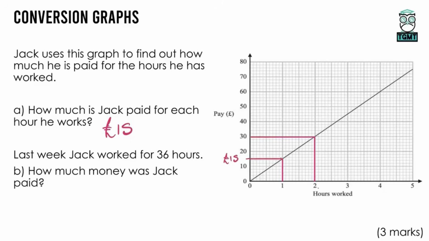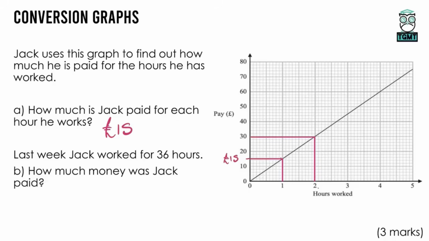If you went for the 2 hours though, you could divide £30 by 2, again, which would get you to 15. Part B here says last week Jack worked for 36 hours. How much was Jack paid? Now, unfortunately, we don't have a number on the graph here, which is 36, so we can't read it straight off the graph. However, we can use any of the numbers to actually get to 36. Now, as we know he was paid £15 for 1 hour, we could actually just multiply that by 36. But we could take any approach.